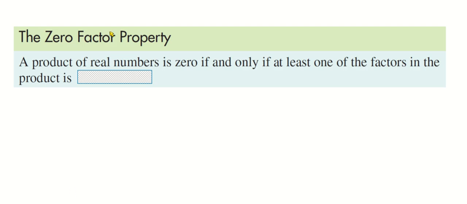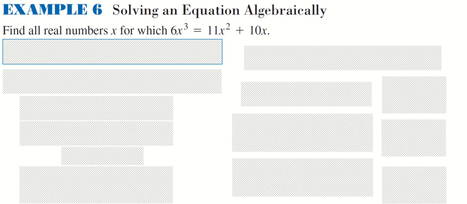Zero factor property. This is not new either. The concept that if a product, which is a multiplication answer, the product of real numbers is 0 if and only if at least one of those numbers, factors, in the product is what? The only way to multiply two numbers together and get 0 is if at least one of those numbers is 0. That's actually a property that they write in textbooks to make that official, I guess.